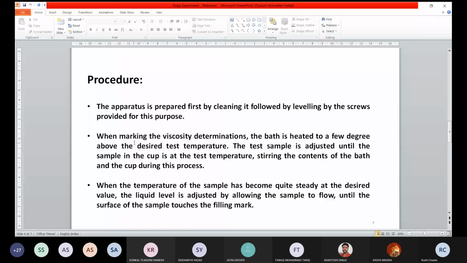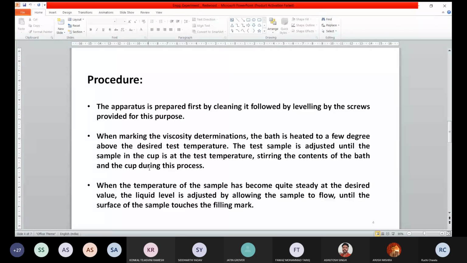Then, when making the viscosity determinations, the bath is heated to a few degrees above the desired test temperature. So if you want the temperature of the oil to be say 42, definitely the bath will be heated to 44 to 45 degrees. So the water bath will be heated.